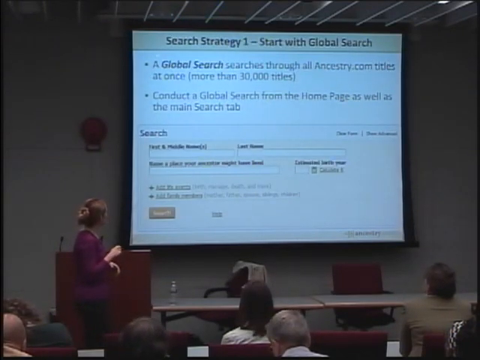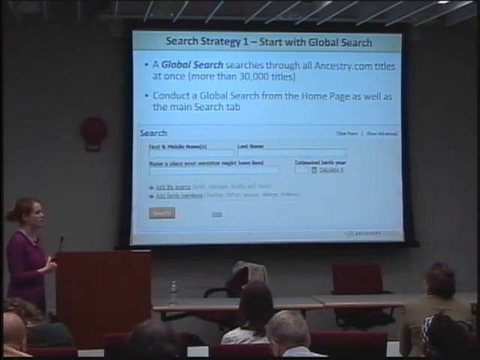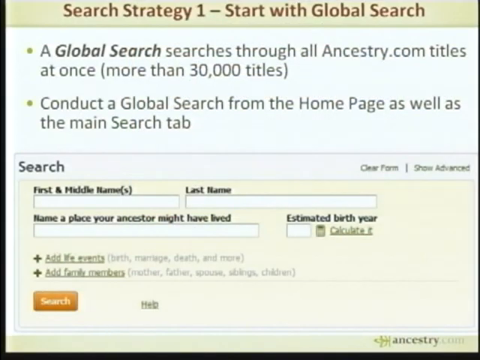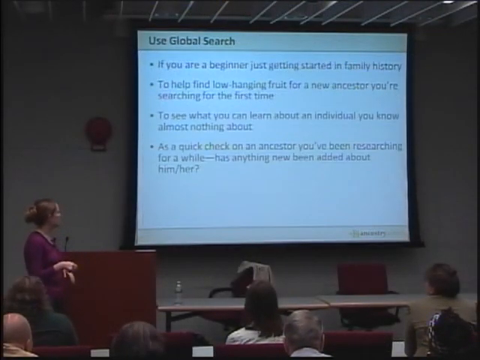So this brings us to our first search strategy, which is to start with a global search. Now, a global search is what you do from the Ancestry.com homepage. When you go onto Ancestry.com, the first thing that you're going to see is that search box. You type in someone's name and you put some information about them and you click search. And that is searching through all of our titles, so 30,000 titles at once, okay? It is a lot of things. Like I said, this is what you do from the home page.